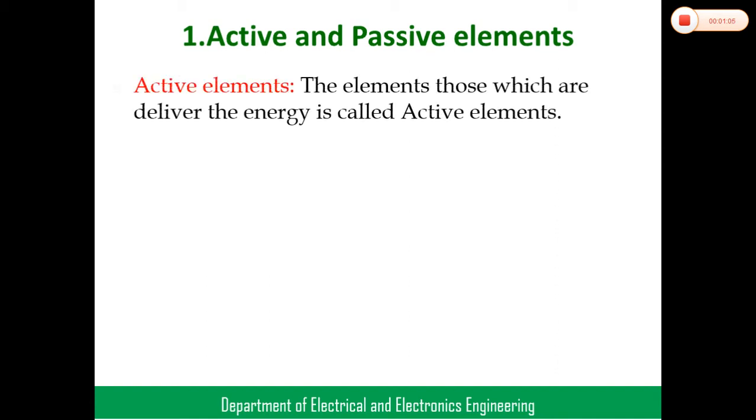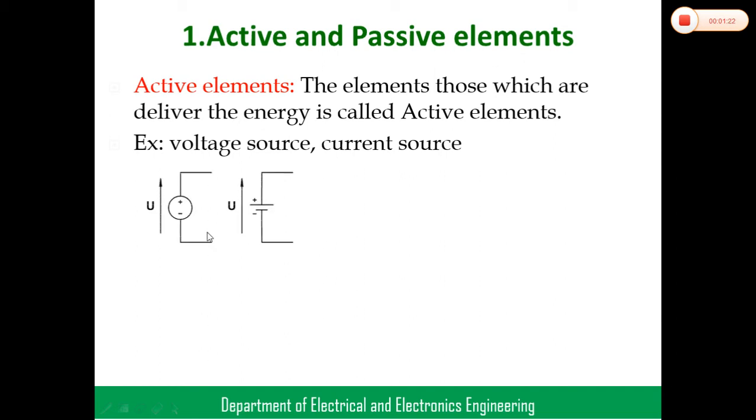The active elements are the elements which deliver the energy. That means voltage source and current source. Examples are voltage source and current sources, which deliver the energy. The representation for a voltage source is like this, and the representation for a current source is like this. So the active elements only deliver the energy.